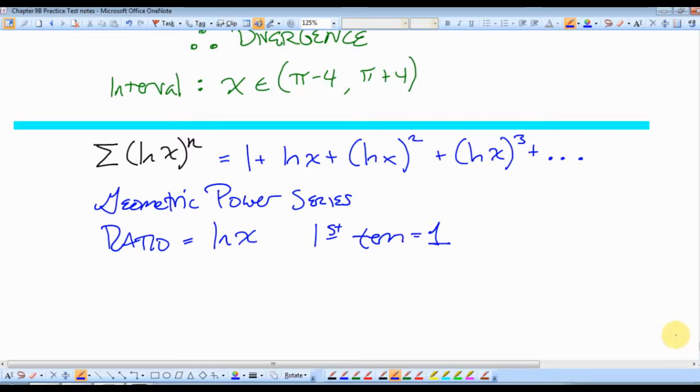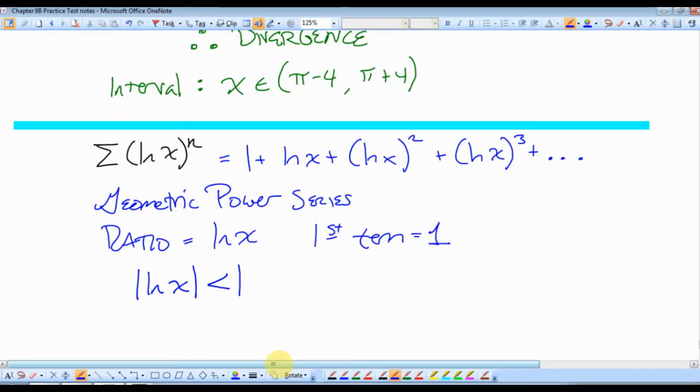Were you good to continue? Okay, so the absolute value of the ratio needs to be less than 1 for convergence. Now, a note about solving this. This is not simple polynomial work anymore, so using polynomial methods to solve this is probably not a good idea.